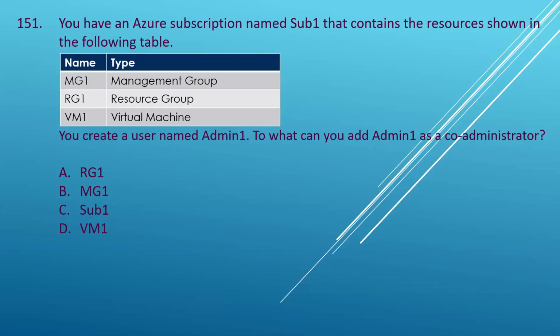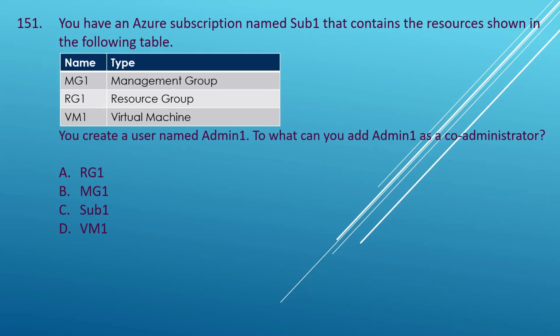Folks, this is question number 151 of the series. You have an Azure subscription named Sub1 that contains the resources shown in the following table. Your table shows three resources named MG1, which is management group type, RG1, which is resource group type, and VM1, which is virtual machine type.